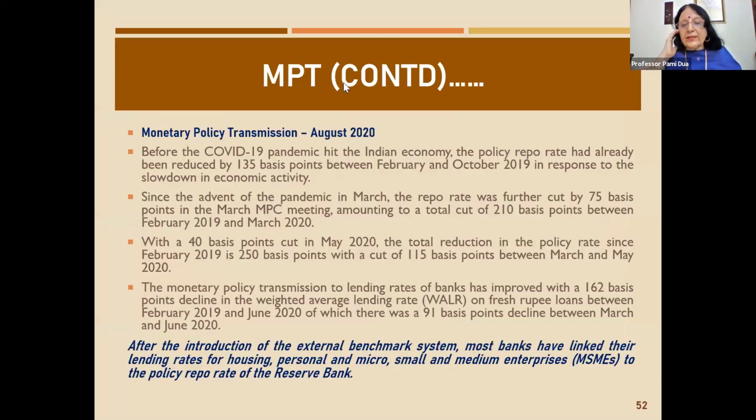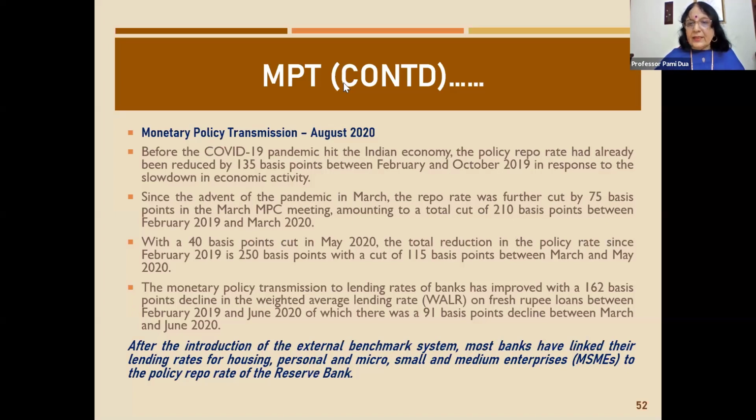So to give you an idea of how this has worked in India, if I take up to August 2020, starting from February 2019. So before the COVID-19 pandemic, we had a slowdown, and that was a global slowdown. So there was a slowdown in India also. So between February 2019 and October 2019, the Monetary Policy Committee had decreased the interest rate by 135 basis points.